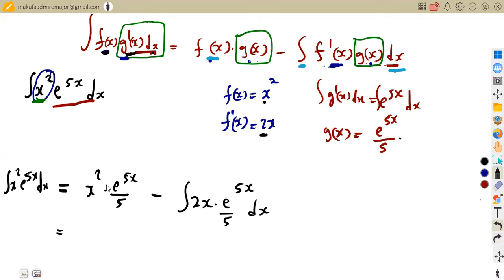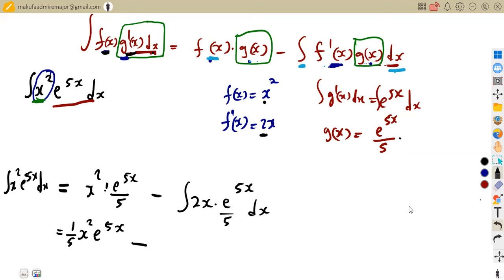But let us just simplify here, 1 over 5. So we're going to have 1 over 5 e to the exponent of 5x, x squared in this case, or we can just start with x squared, no problem. We can just start writing x squared, which is one and the same thing. So we're going to have 1 over 5 x squared e to the exponent of 5x, just one and the same thing to write.